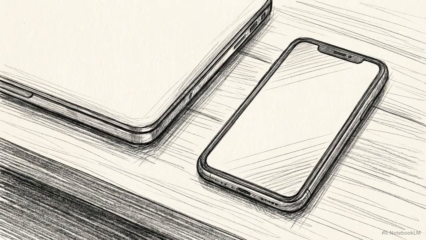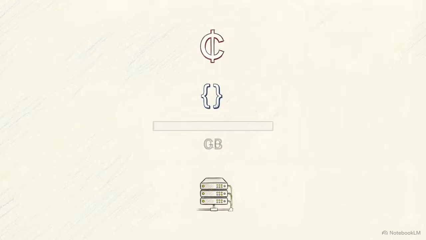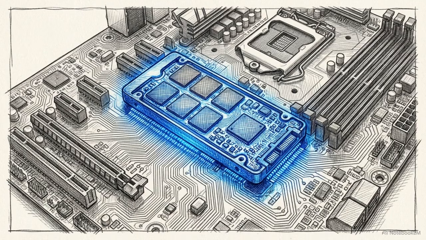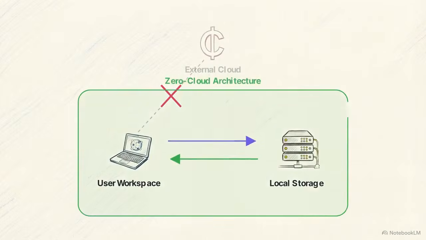Step 1 is gathering the hardware. You need a modern computer, a smartphone, a temporary internet connection for the initial download, and 20 gigabytes of free local storage. Bypassing cloud servers is about reclaiming complete privacy. When the model lives on your machine, your data never leaves your hard drive, giving you total control over your inputs.